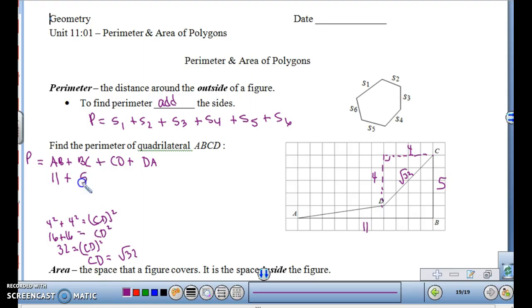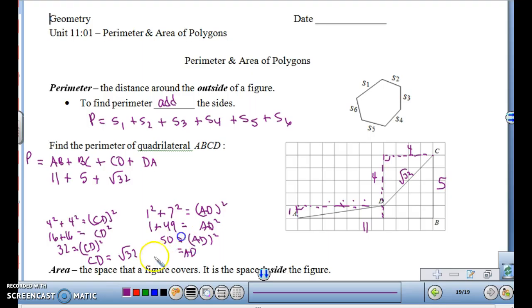So BC is 5, CD is the square root of 32. And we can do the same thing with DA. You can do it right here or up here at the top, it doesn't matter. We're just going to square it off and count it over. There's my right angle: 1, 2, 3, 4, 5, 6, 7. 1 squared plus 7 squared is equal to AD squared. 1 plus 49 is AD squared, so AD squared is 50. So AD is the square root of 50.